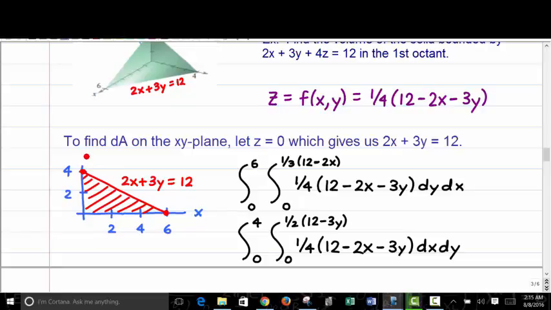I don't think one order is going to be easier than the other. They're both about equally tedious, I would say. But like I said, I'm going to fly through that part a little bit.